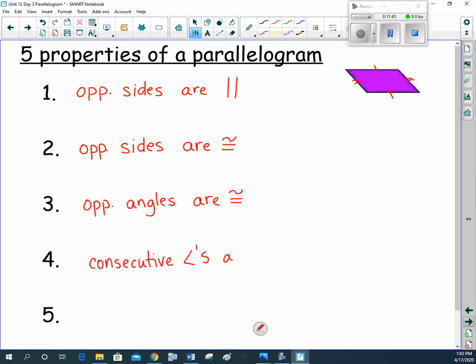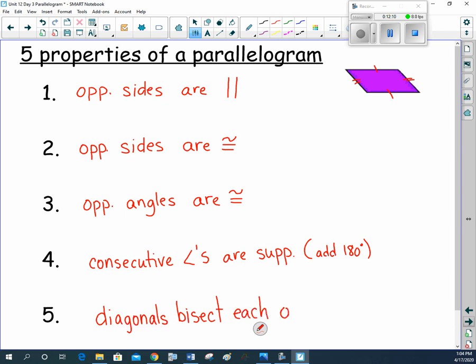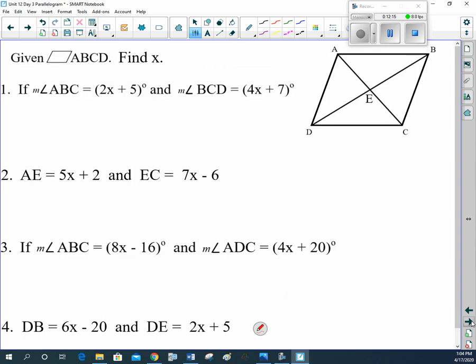And we know that the consecutive angles are supplementary. That means they add to 180, right? Supplementary. So they add. And then the last property of a parallelogram is that the diagonals bisect each other. Okay, so you need to know those 5 properties of the parallelogram. Okay, so let's put it into action here.